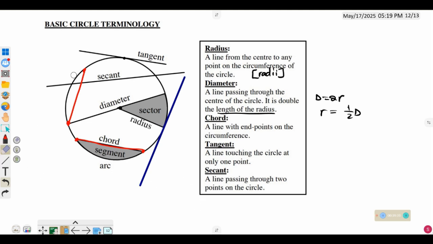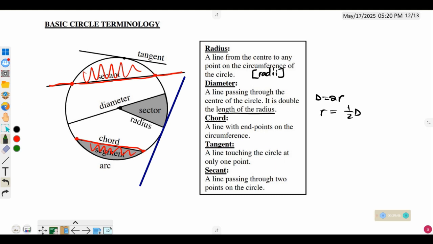A secant which is formed by what? This looks like a chord, but a chord which has been produced to go outside the circle. Remember, if we start here and we end there, this is a chord. But this one goes outside. And we also have a segment, which is that small region created by a chord. When that chord is drawn, this smaller area is called a segment.